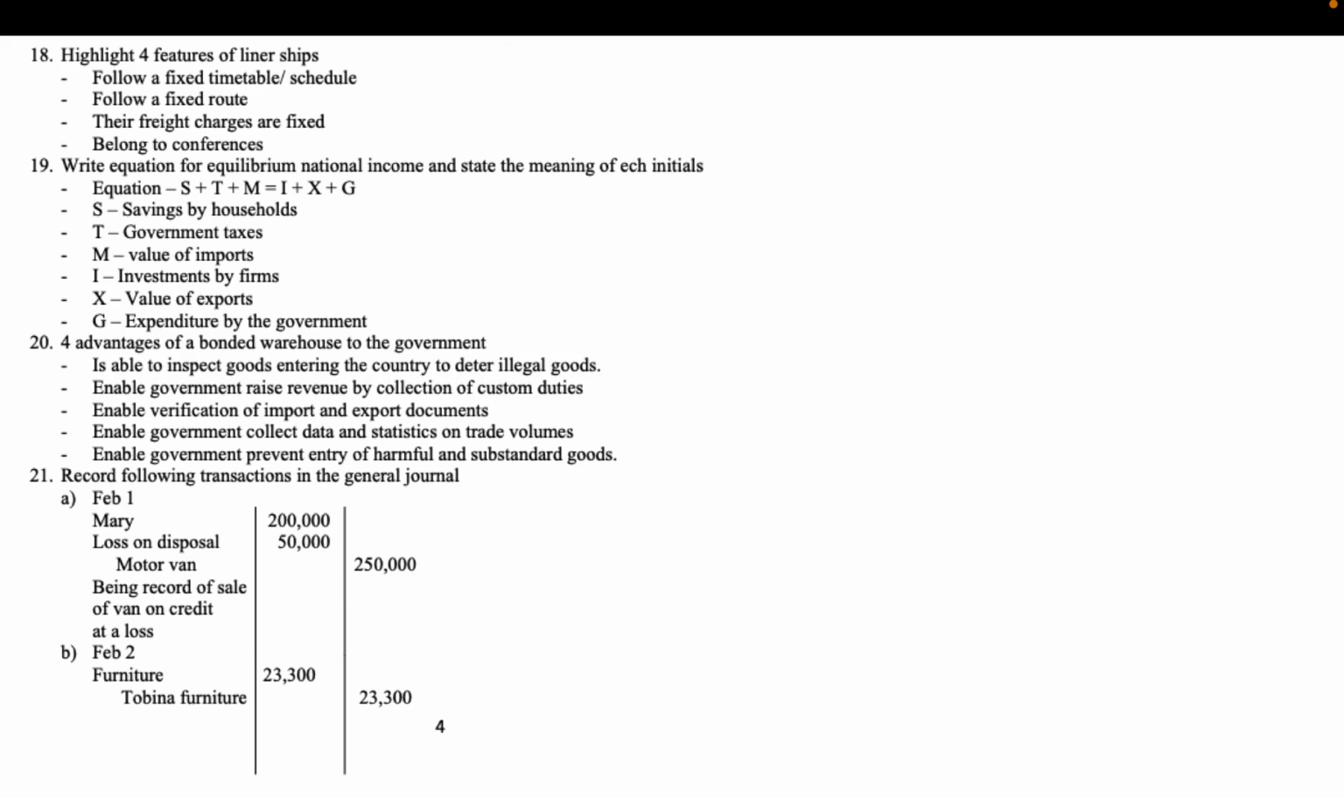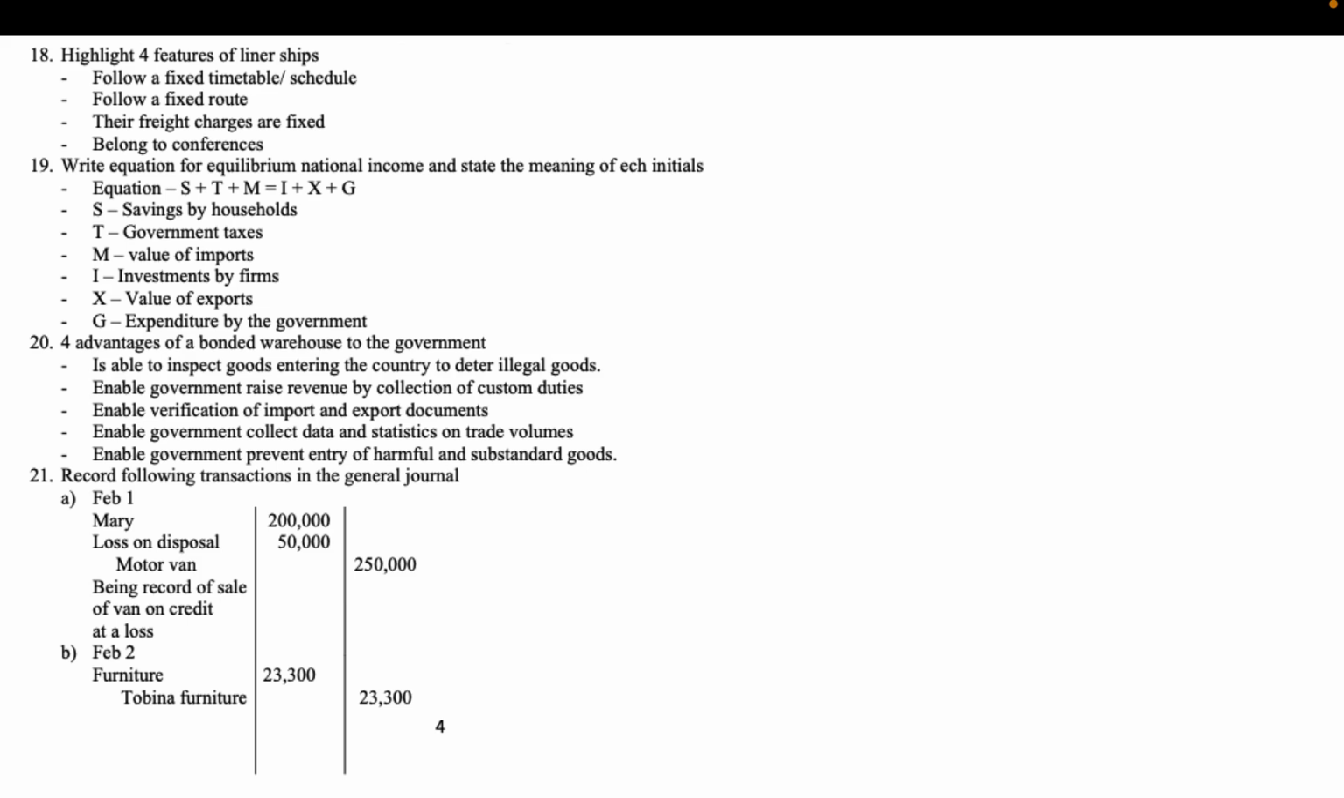4 advantages of a bonded warehouse to the government. Is able to inspect goods entering the country to deter illegal goods. Enable government raise revenue by collection of custom duties. Enable verification of import and export documents. Enable government collect data and statistics on trade volumes. Enable government prevent entry of harmful and substandard goods.